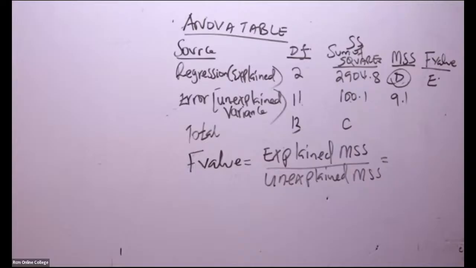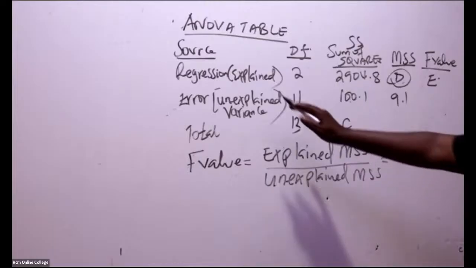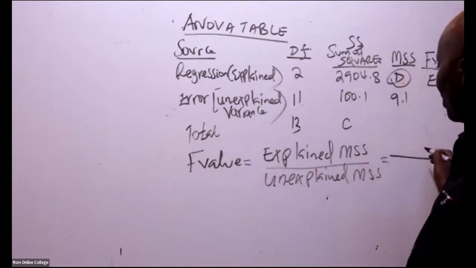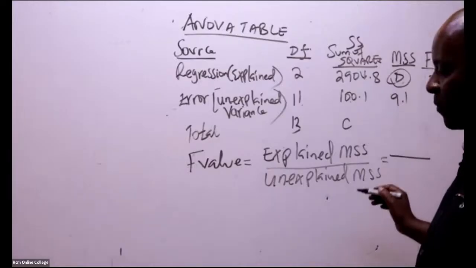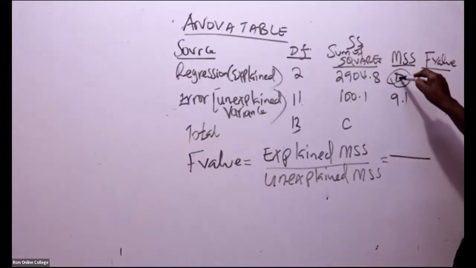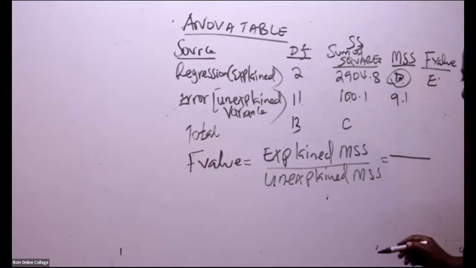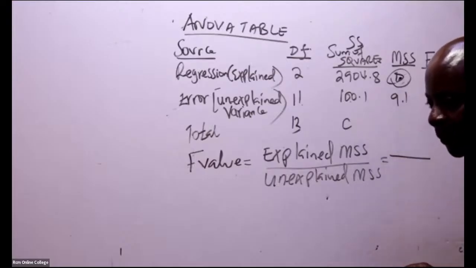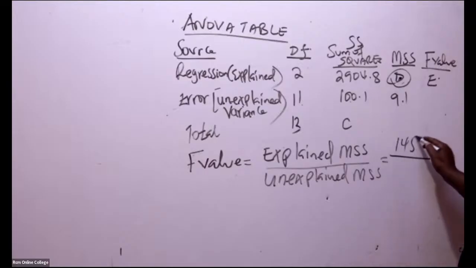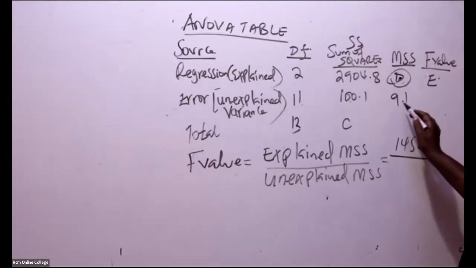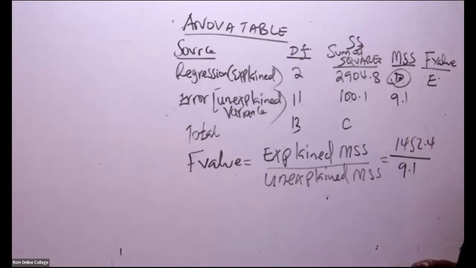So anytime they want us to give them this F ratio or F value, we shall take this regression mean sum of squares, the one that you guys got here, which I rubbed, unfortunately. So D equals what? 1452.4 divided by unexplained mean sum of squares, 9.1, will give us the F ratio.